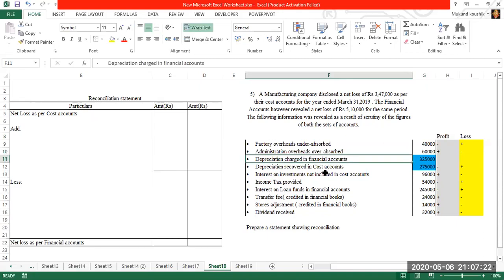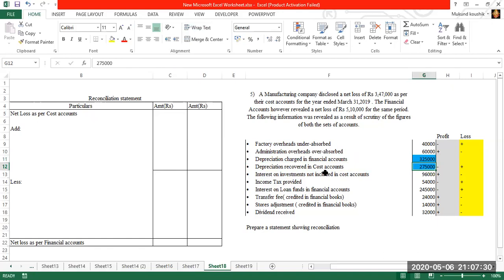Now again depreciation charged in financial account. So depreciation charged in financial account is 3,25,000, and depreciation recovered in cost accounting is 2,75,000. Now we have to take the difference between these two. Now here financial accounting depreciation is more compared to cost accounting depreciation. So that means it is under absorption or under recovery of depreciation in cost accounts.